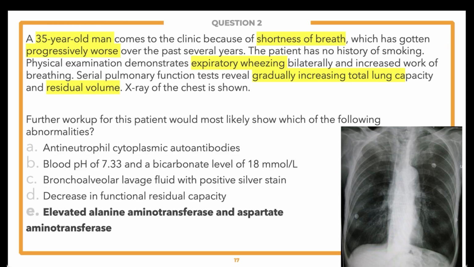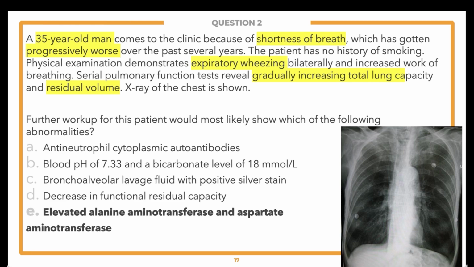And the problem with alpha-1 antitrypsin deficiency is that it gets stuck in the liver. Instead of going to the lung where we want it to work, it gets stuck in the liver, then leads to damage to hepatocytes, and eventually leads to cirrhosis. So the combination of early COPD with cirrhosis is alpha-1 antitrypsin deficiency.